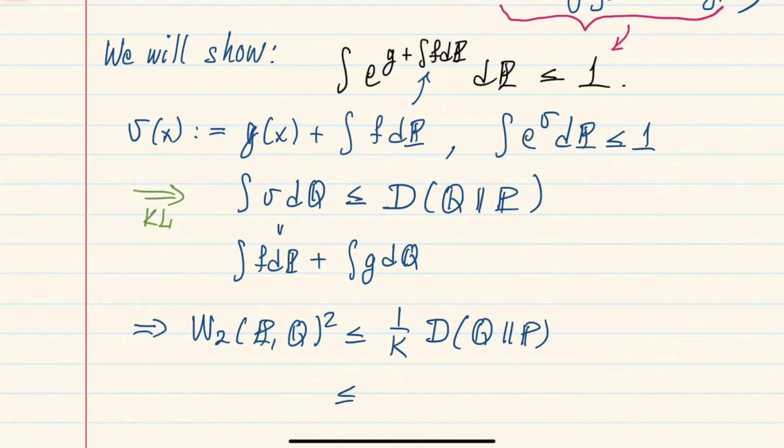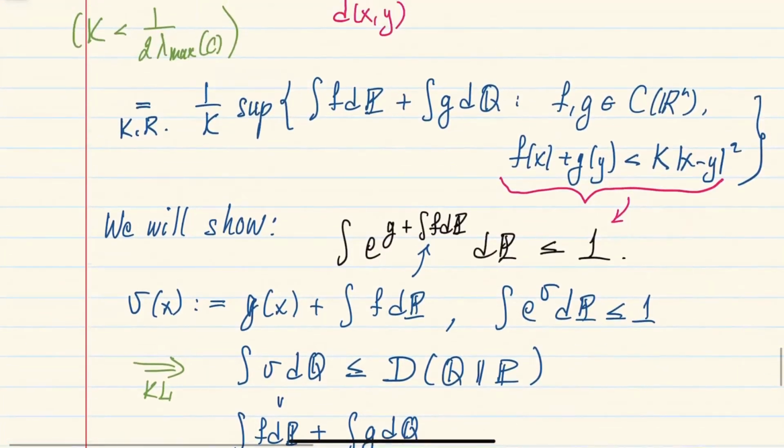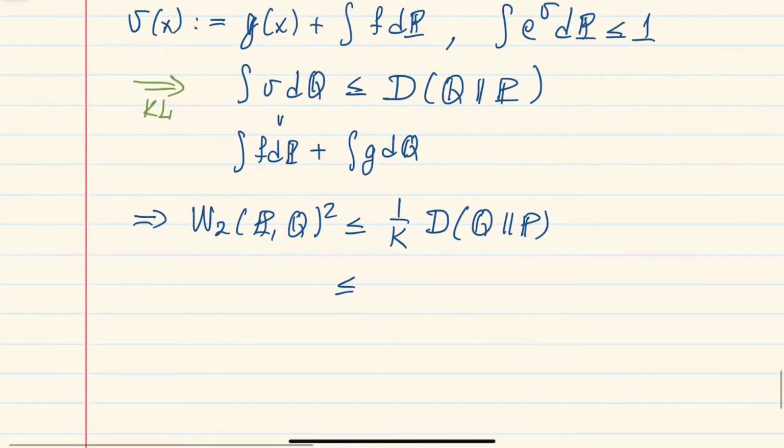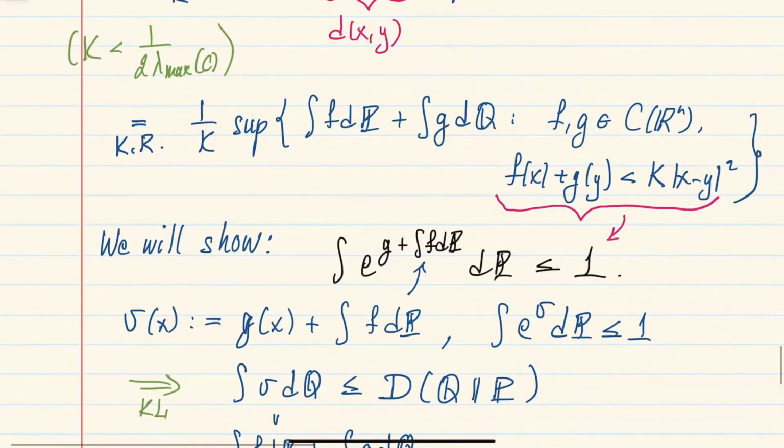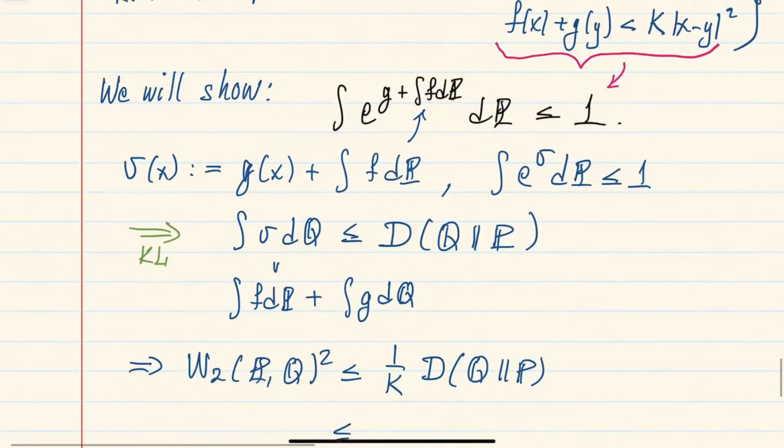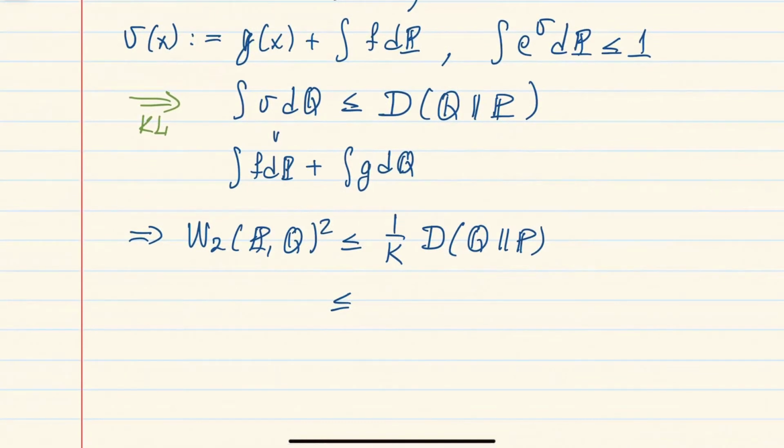Okay, and the K, as I said, at some point we will need that K is less than 1 over 2 times the largest eigenvalue. So in particular, 1 over K is anything bigger than twice the largest eigenvalue. So since this inequality is true for any such K, we also get the inequality with twice the largest eigenvalue.